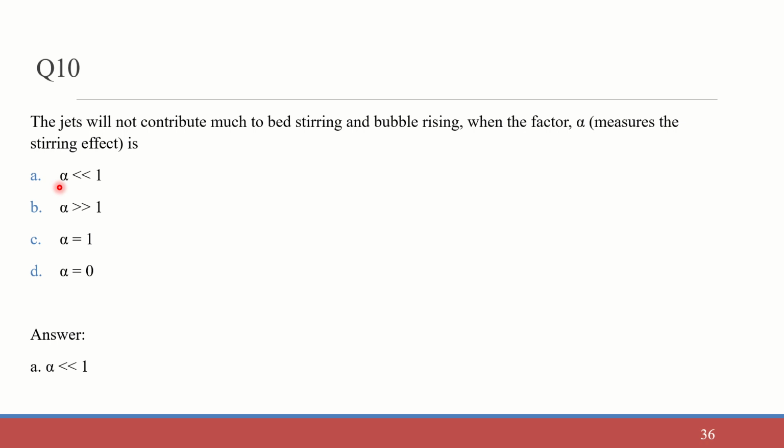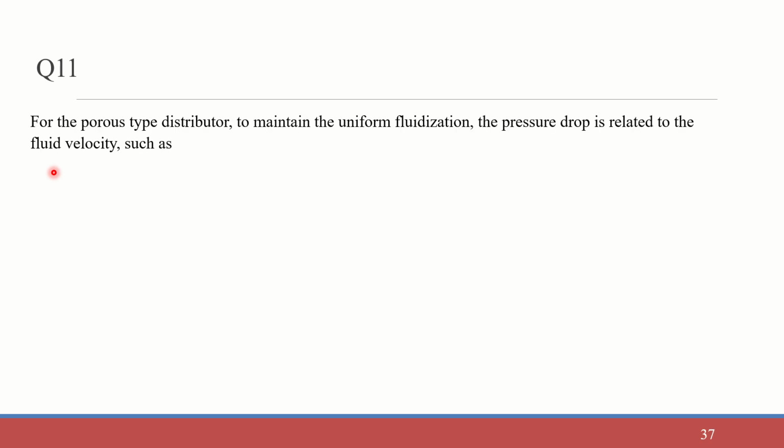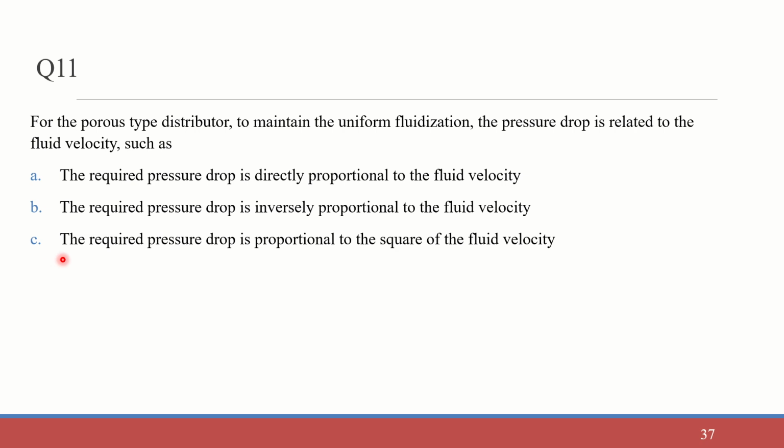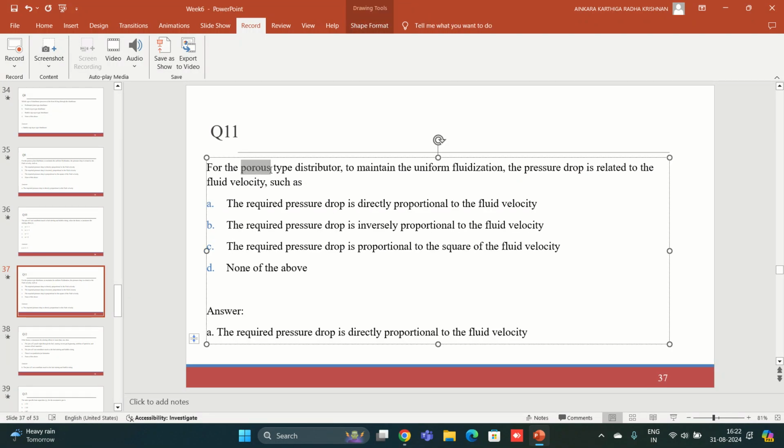Now let us look at question 11. For the porous type distributor, to maintain uniform fluidization, pressure drop is related to fluid velocity such as. Why this question is being asked again, I don't know. Option A, required pressure drop is proportional to fluid velocity. Option B, required pressure drop is inversely proportional to fluid velocity. Option C, required pressure drop is proportional to square of fluid velocity. Option D, none of the above. Maybe we can change the question actually. Why put the same question? Perforated plate type distributor.